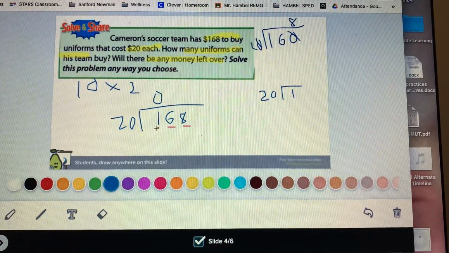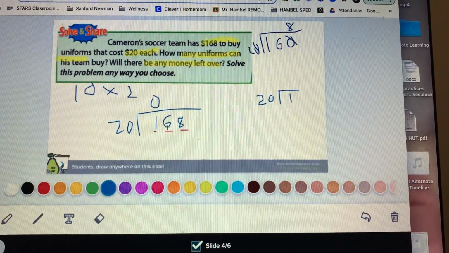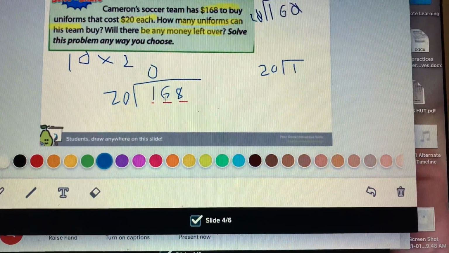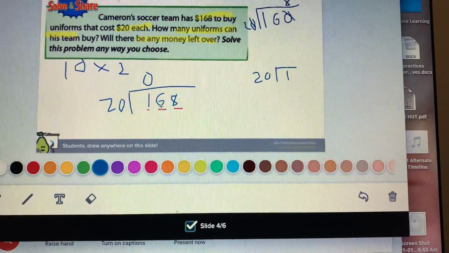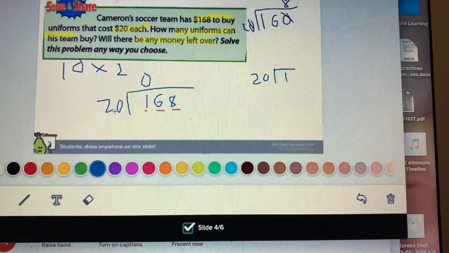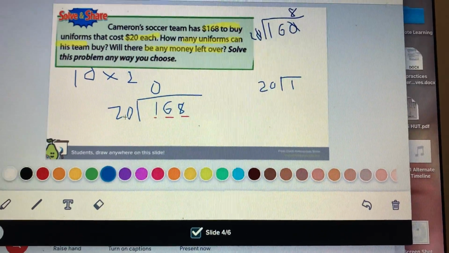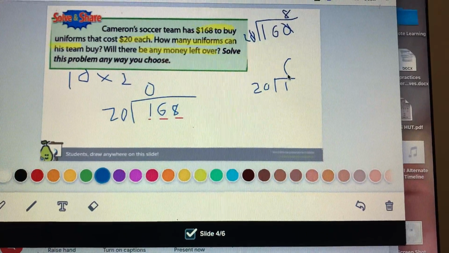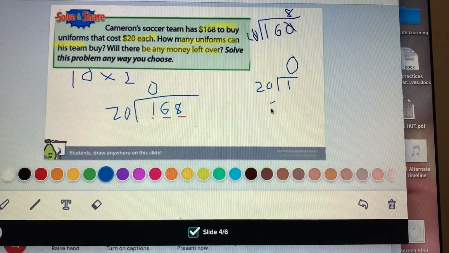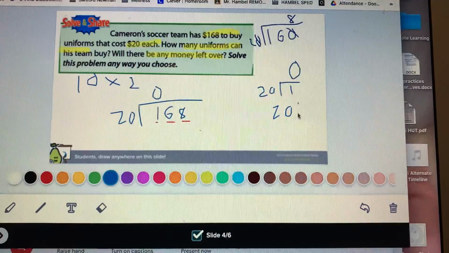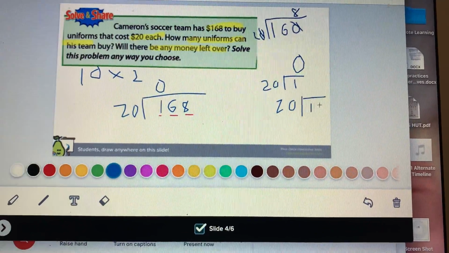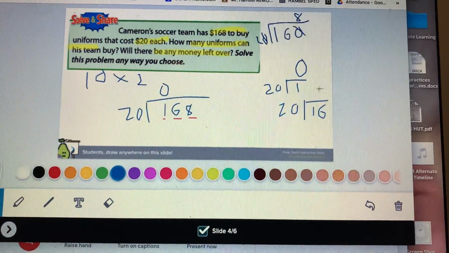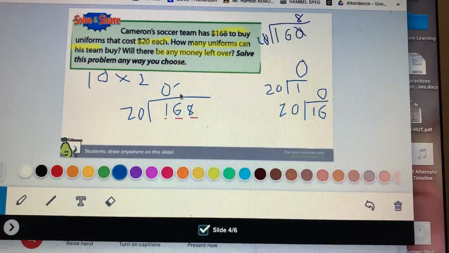Think of it this way, is 1 bigger than 20? No, then you move to the next place value, 16. Is 16 bigger than 20? No. Is there a number that you can multiply by 20 to get you 16 up here? If we think of it as small division problems, 16 divided by 20 is going to be 0. So that's why you're down over here.